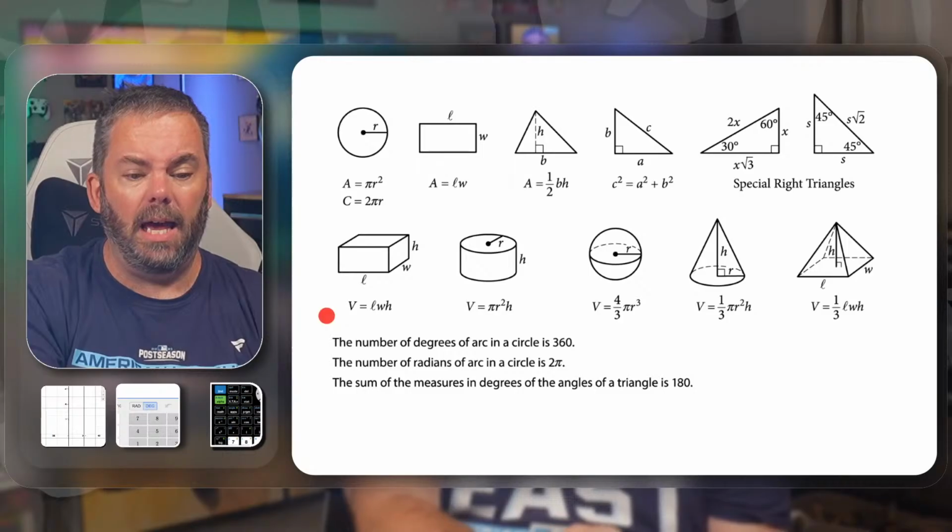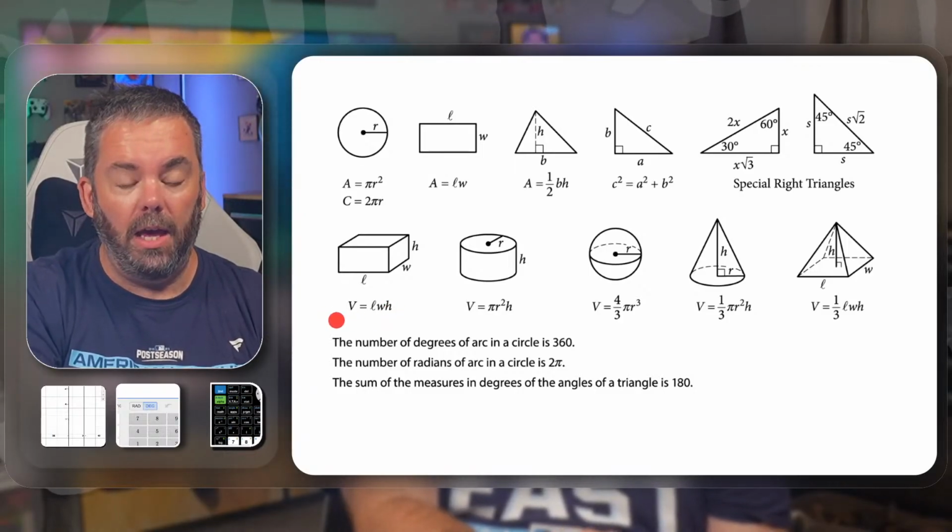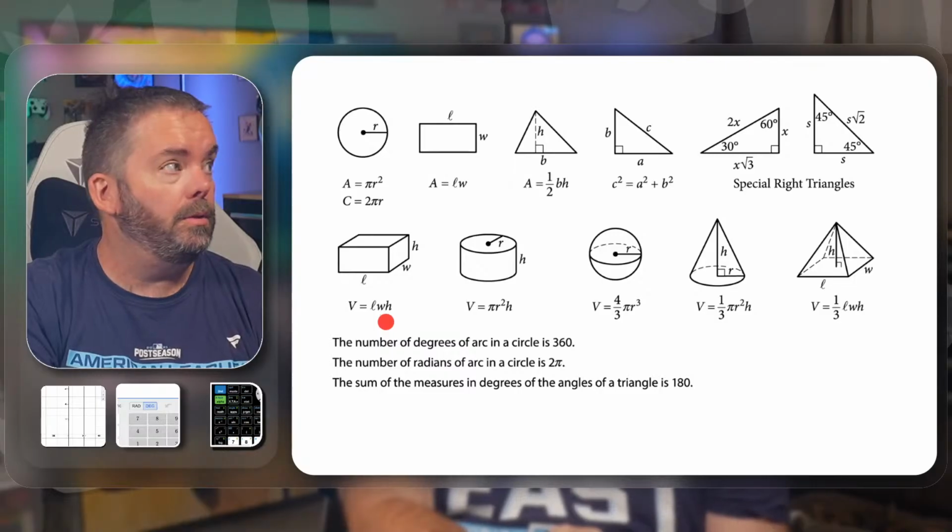All right, what else besides that? Down here are volumes. Volume of a, what do they call that? Rectangular prism, also known as a shoebox.